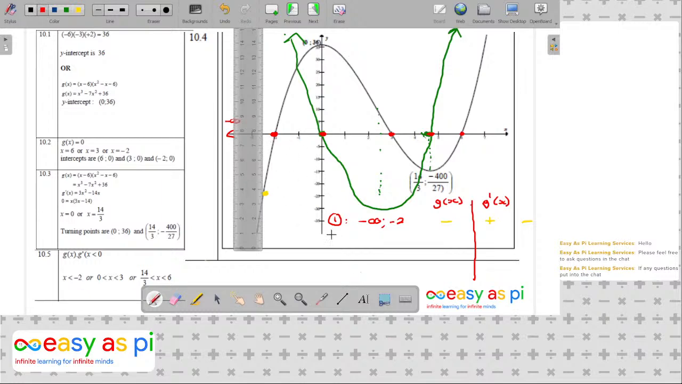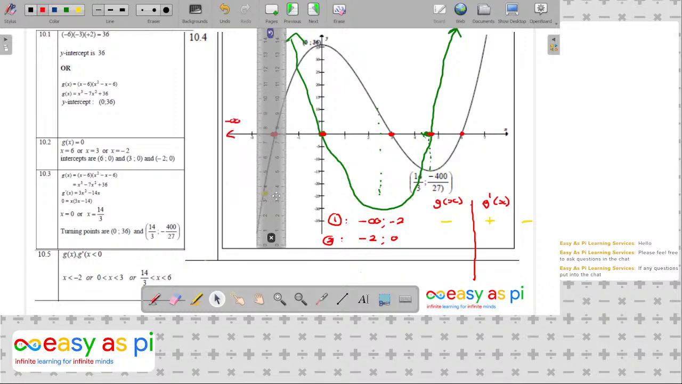The next area of interest, let's call this number 2, is going to be between -2 and 0. And if I move my ruler there, what I then notice is that I can see that my cubic is positive and my derivative or first derivative is positive. So that's a positive times a positive, which then gives me a positive.